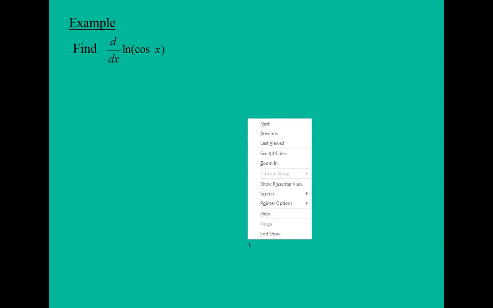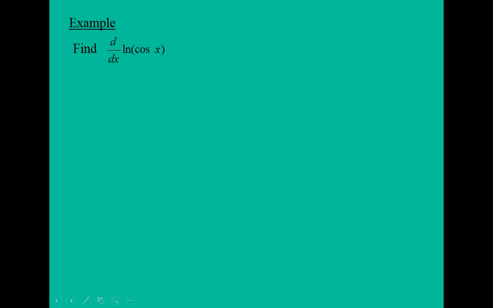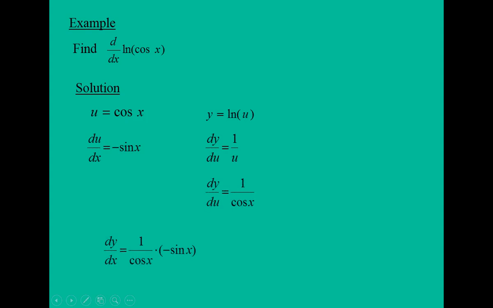Now the other technique, identify our inside function as cosine of x. Then we have y equals ln of u, derivative of each, multiplied together, and we make our replacement with u equals cosine of x, and we get our negative tangent x.